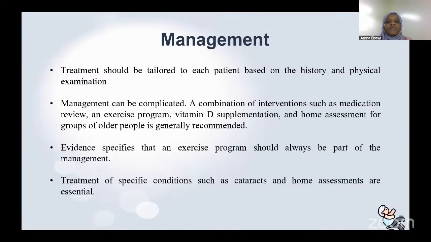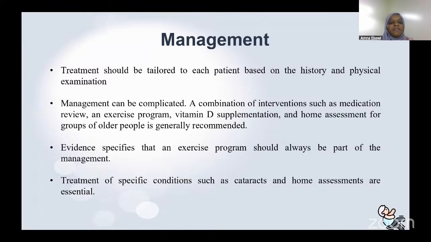So a combination of interventions such as a medication review to check maybe the patient is taking benzodiazepines for something and they can take another medication, a replacement of that. Giving them an exercise program, which really helps with the management of gait. Giving them vitamin D supplementation, which can really decrease the rate of sarcopenia. And then also a very important home assessment to see if there are any environmental factors that contribute to the risk of falling in this patient. These are the general recommendations. So medication review, exercise program, vitamin D supplementation, and home assessment for the patient.